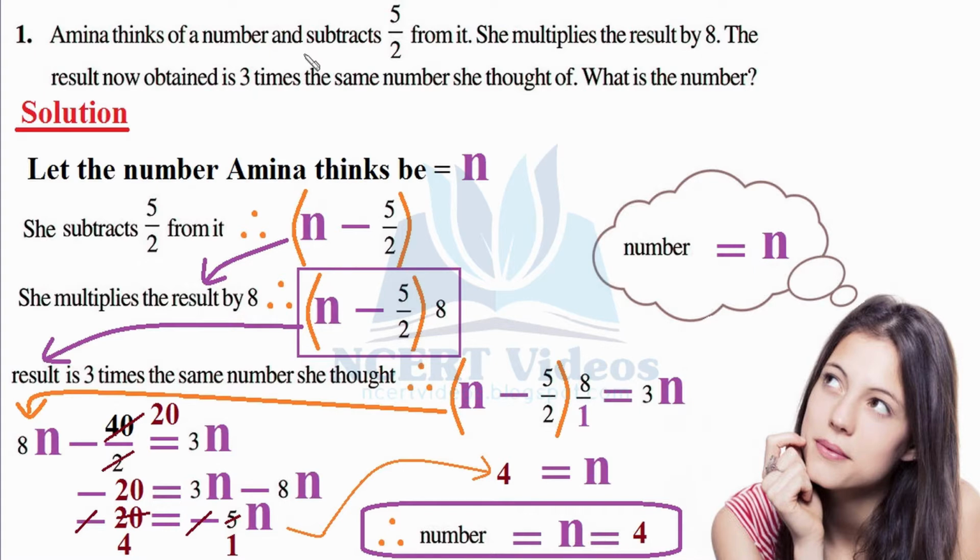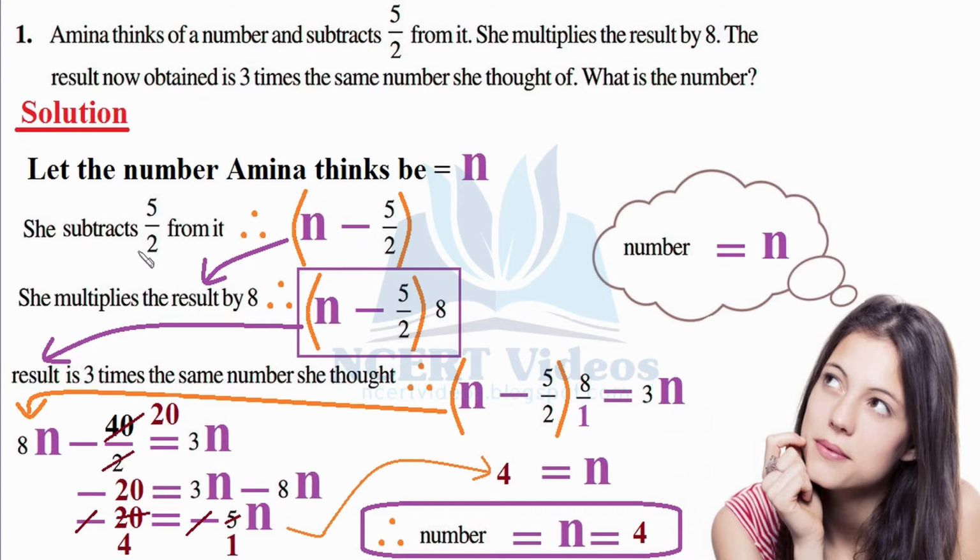Now we move to the second hint. She subtracts 5/2 from it. So whatever the number she has thought of, she is subtracting 5/2 from it. So we wrote she subtracts 5/2 from it. Therefore, it means this is the sign of therefore in mathematics, 3 dots in the shape of a triangle. So we have the number n and she subtracts 5/2 from it. So we wrote minus 5/2, just representing the statement form into mathematics.